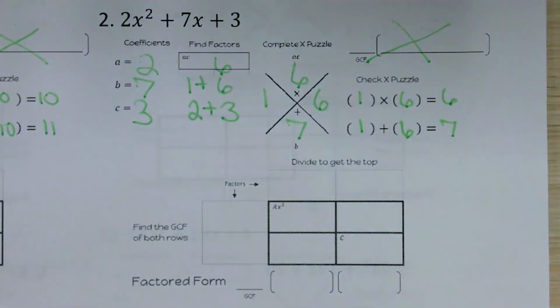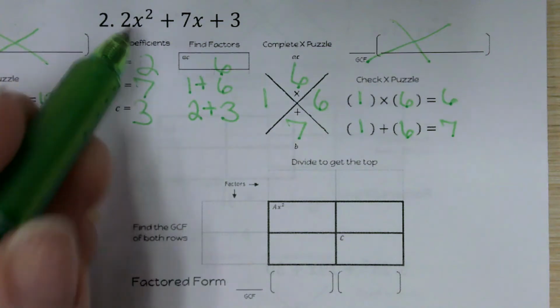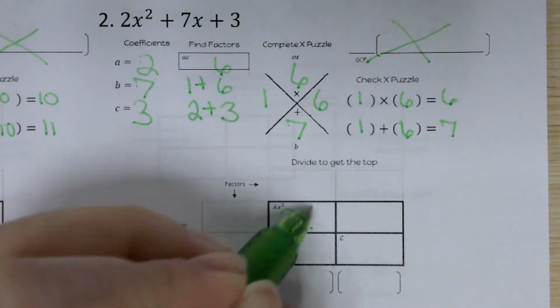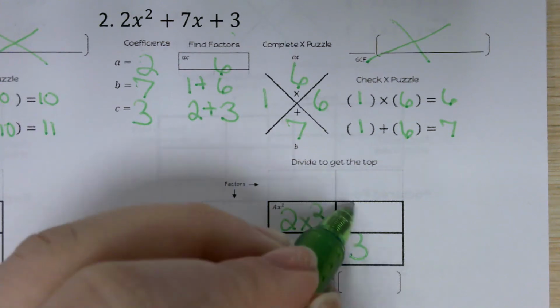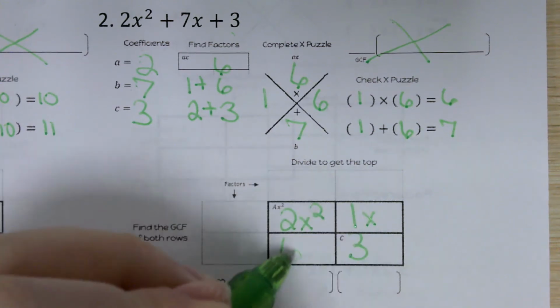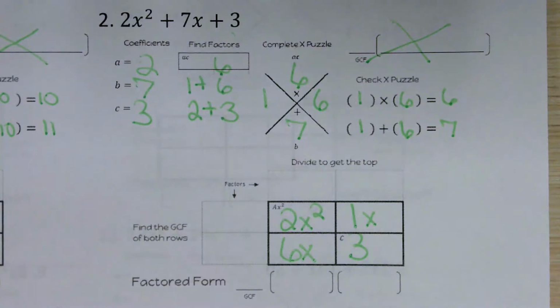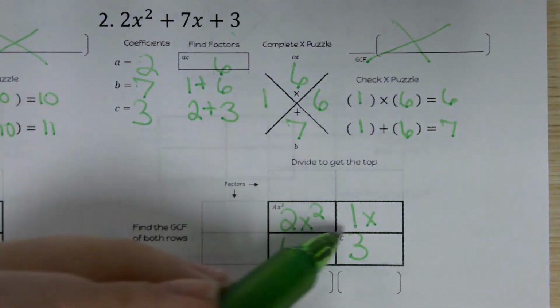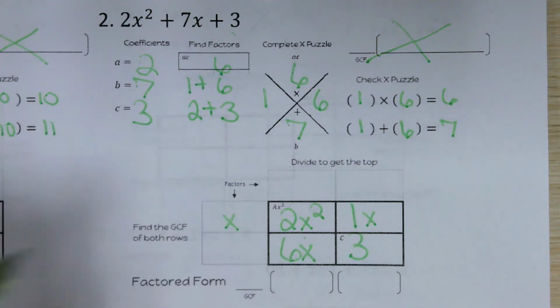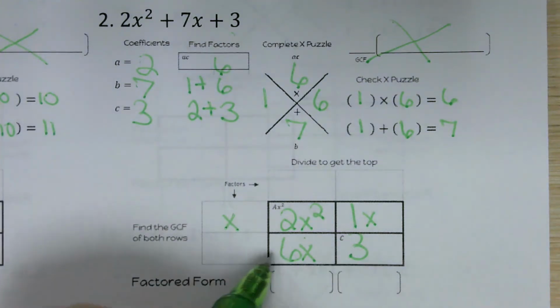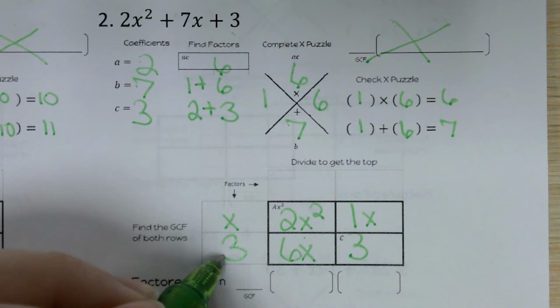that I need. The first term will go in the first box, and the last term will go in the last box. 1x and 6x will round out the rest of my boxes. What can I take out of my first row? I can take an x out. What can I take out of my bottom row? I can take a 3.